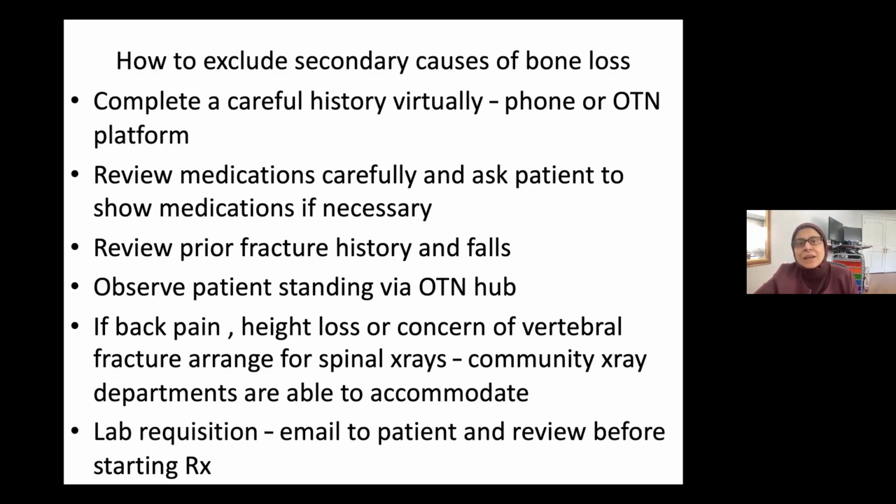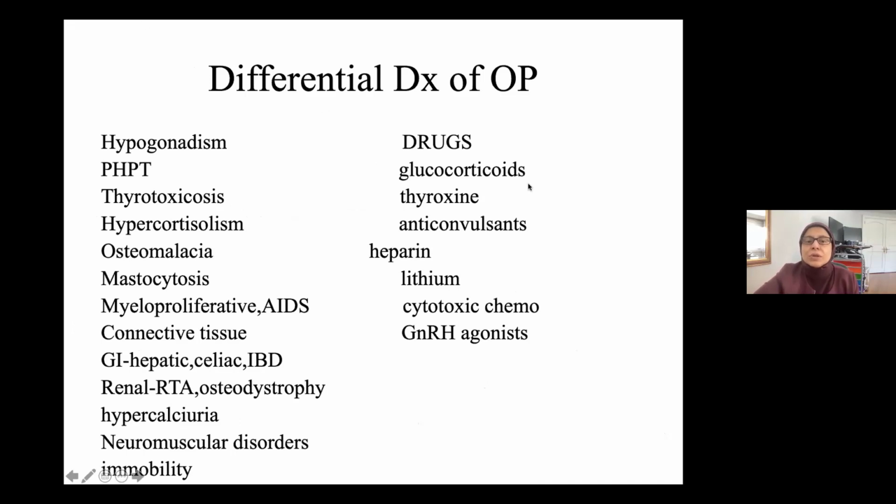It's important for us to take a careful history, review their medications, and review the prior fracture history and the history of falls. And if we're doing an OTN assessment, virtual assessment, look at how well the patient can stand without use of the arm rest. Look to see if they have kyphosis. And if there is concern that they've lost 2 centimeters of height or more, then it's important to do spinal x-rays and document the presence of a vertebral fracture. And we email or mail a lab requisition to the patient and ensure that we do the lab tests to exclude the differential diagnosis of osteoporosis.